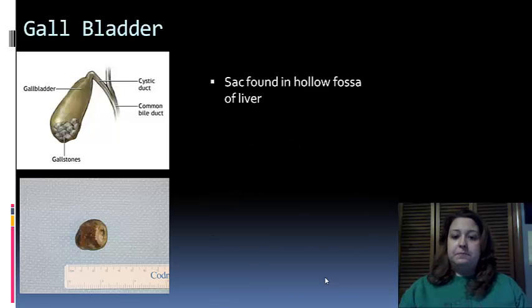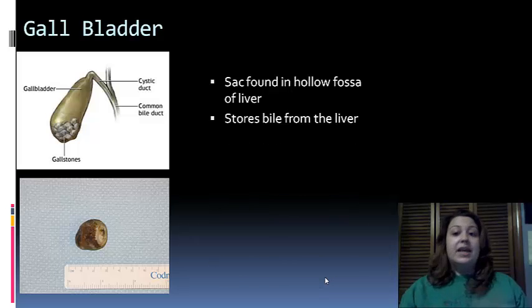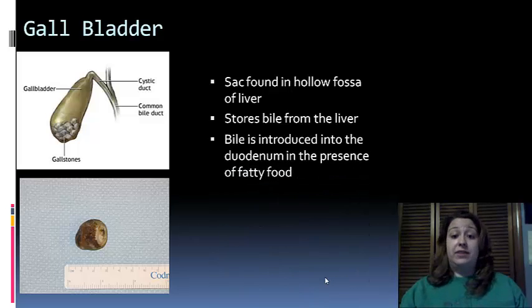Our gallbladder is a sac found in the hollow fossa of the liver. It stores the bile created by the liver. The bile is introduced into the duodenum of the small intestine in the presence of fatty foods.